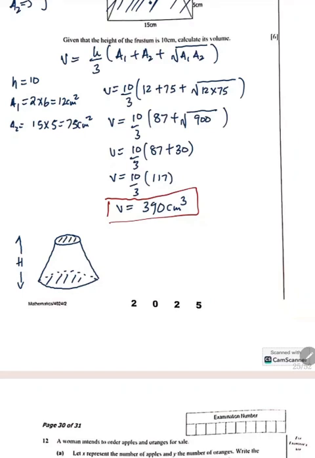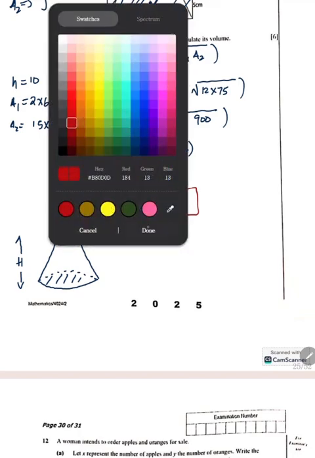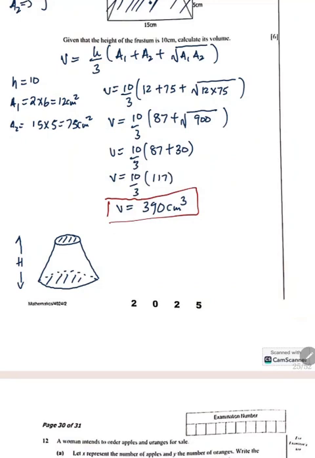What you need to know is that this one has some radius here. This is a bigger radius. Let me call it R. This one also has some radius here. Let me call it small r. Then from here to there, this is the height we're calling h.